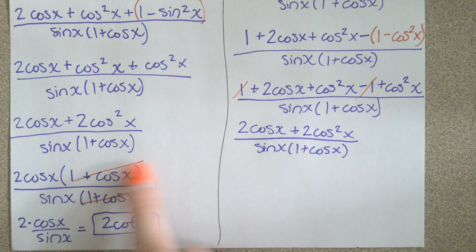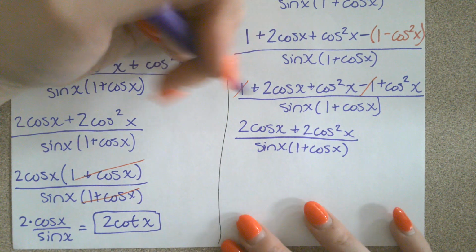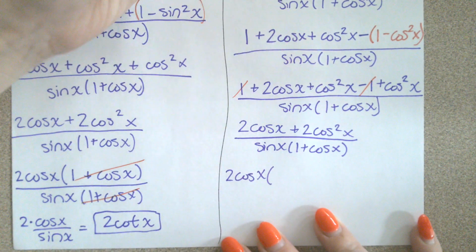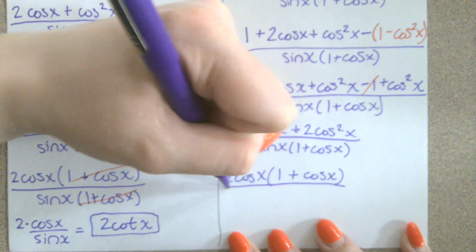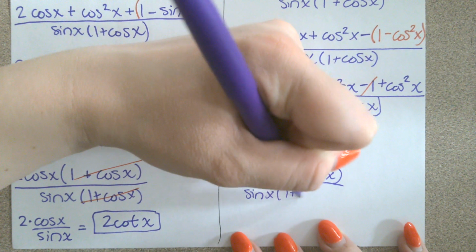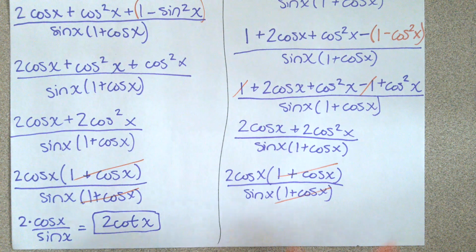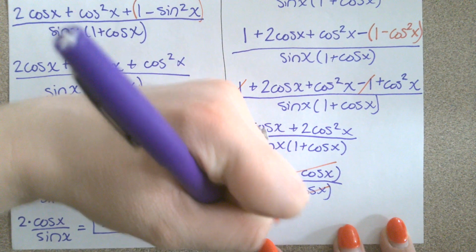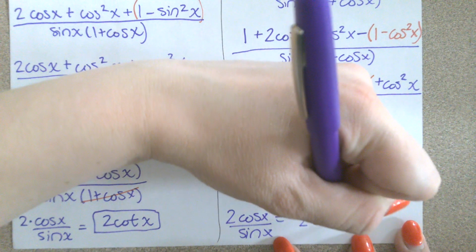From here, my steps are going to be exactly what I did over here. So I'm going to just rewrite all of that. Once again, you pull out the GCF of 2 cosine of x, and that leaves 1 plus cosine of x over sine of x times 1 plus cosine of x. Cancel, cancel. And then we get 2 cosine over sine, which is again 2 cotangent.